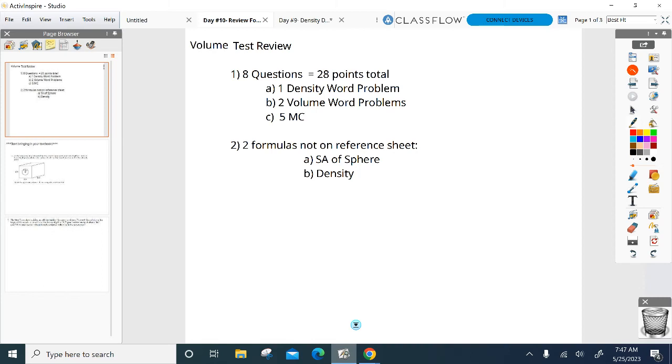Here you go. 8 questions. Here's how it's broken down. You'll have 5 multiple choice, 2 volume word problems. Again, what do I mean by a volume? The pool question Spence just asked me about.